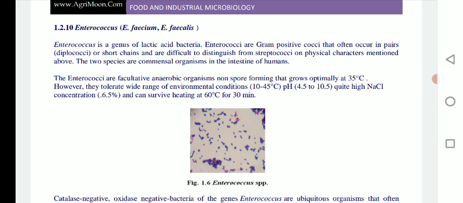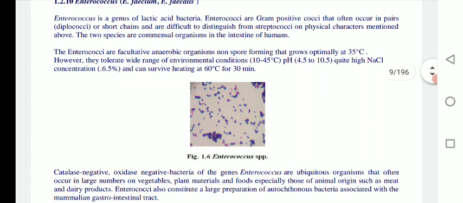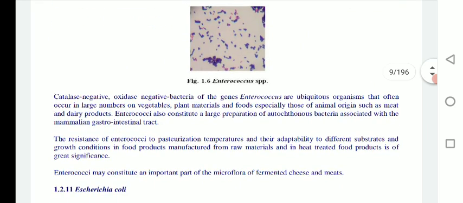Enterococci are facultative anaerobic organisms. They are mostly non-spore forming bacteria, and they grow optimally at 35 degrees Celsius. However, they tolerate a wide range of environmental conditions, such as a growth temperature of 10 to 45 degrees Celsius, and a pH range of almost 4.5 to 10.5. They can even tolerate high salt concentration, up to 6.5%, and can survive heating at 60 degrees Celsius for 30 minutes. These are catalase negative, oxidase negative bacteria of the genus Enterococcus.